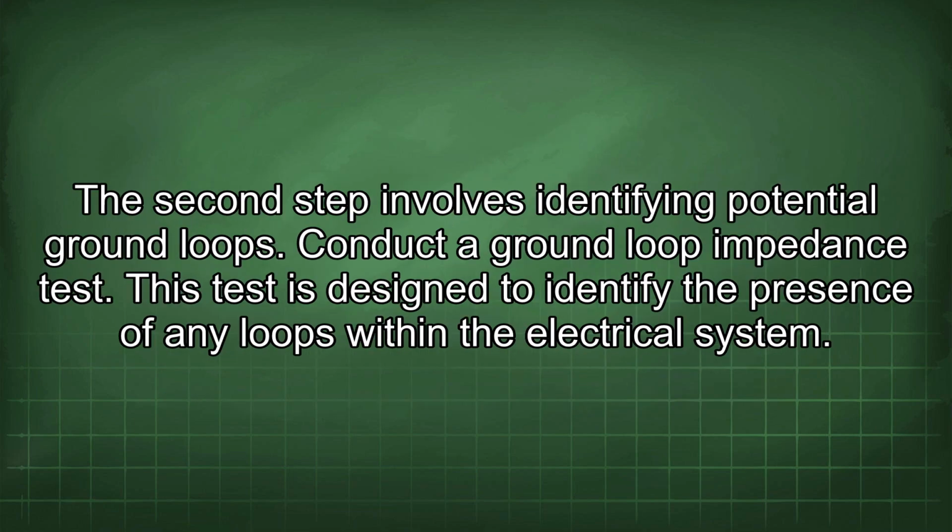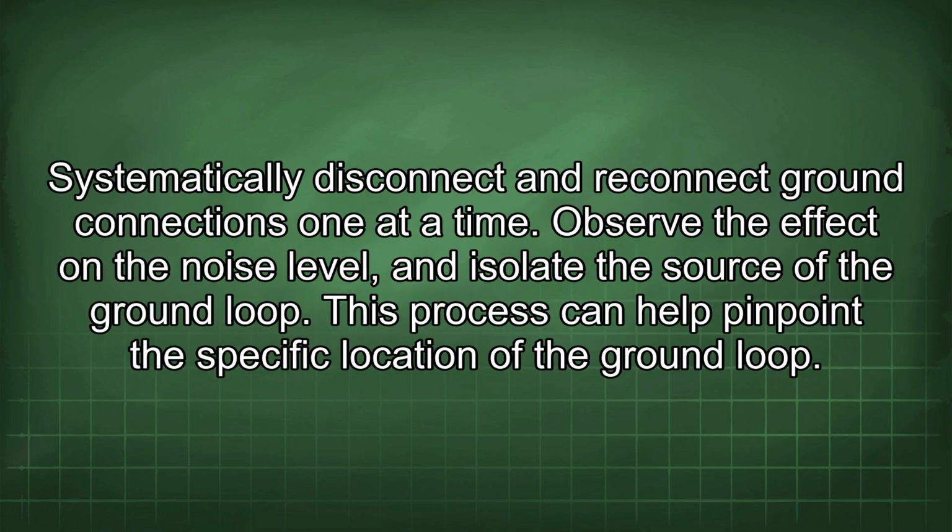The second step involves identifying potential ground loops. Conduct a ground loop impedance test. This test is designed to identify the presence of any loops within the electrical system. Systematically disconnect and reconnect ground connections one at a time. Observe the effect on the noise level and isolate the source of the ground loop. This process can help pinpoint the specific location of the ground loop.